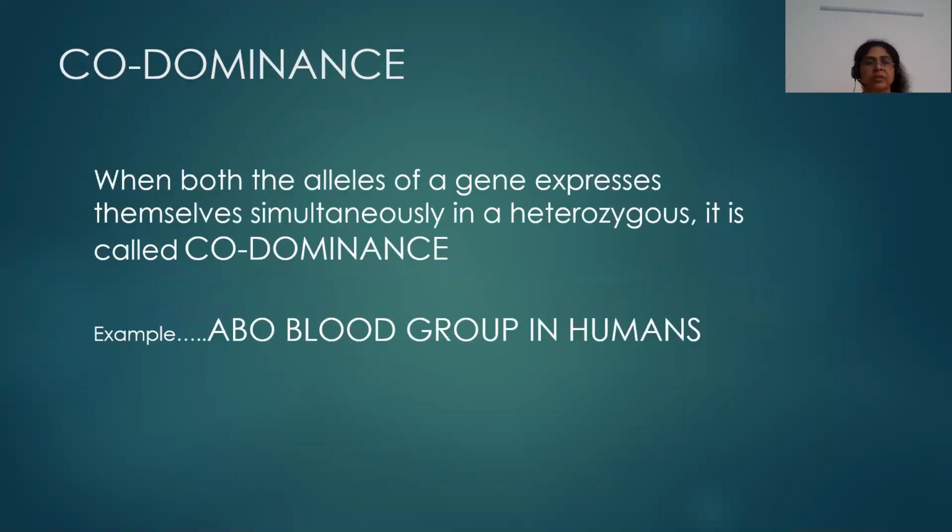Now we start with codominance. What is codominance? Codominance means both the alleles of the gene express themselves simultaneously in a heterozygous. If it is a hybrid, then both the alleles will express themselves. That is codominance, and a very good example of codominance is ABO blood group in humans.